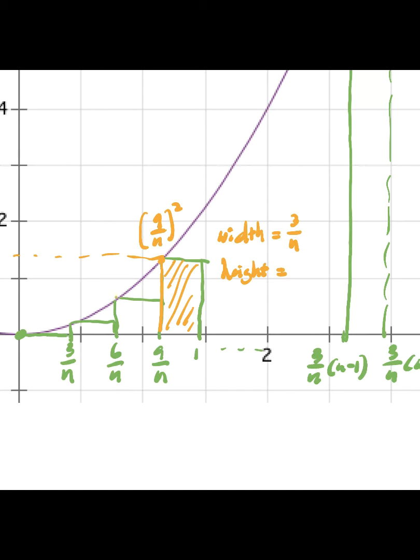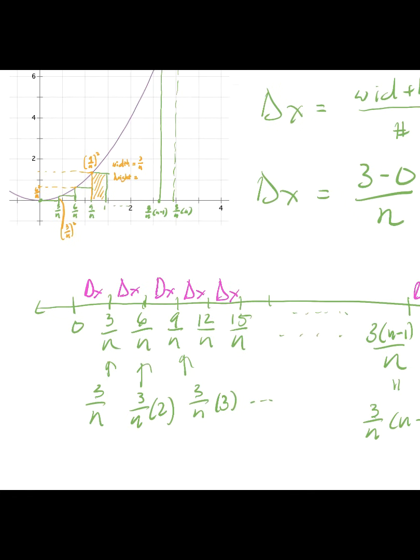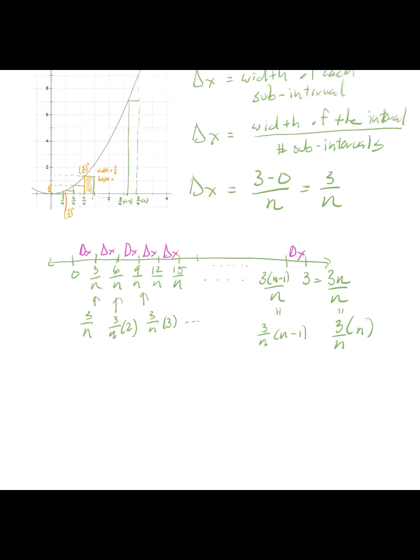Similarly over here, this height is 6 over n squared. Similarly here, this height would be 3 over n squared. So we take the endpoints of our intervals into our function, and that's going to give us the height of our rectangles. And so what does this give us?